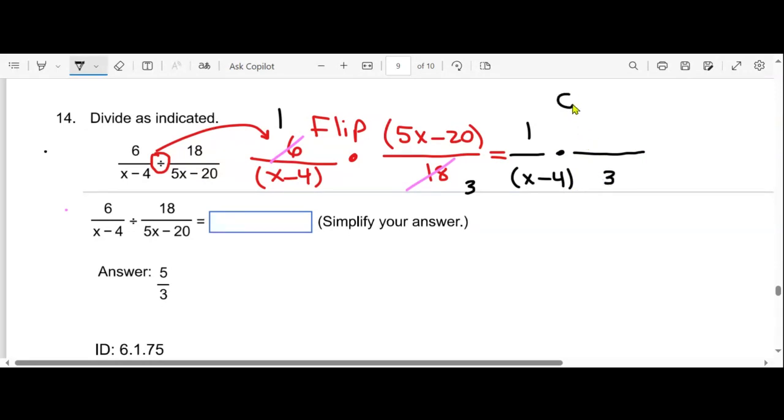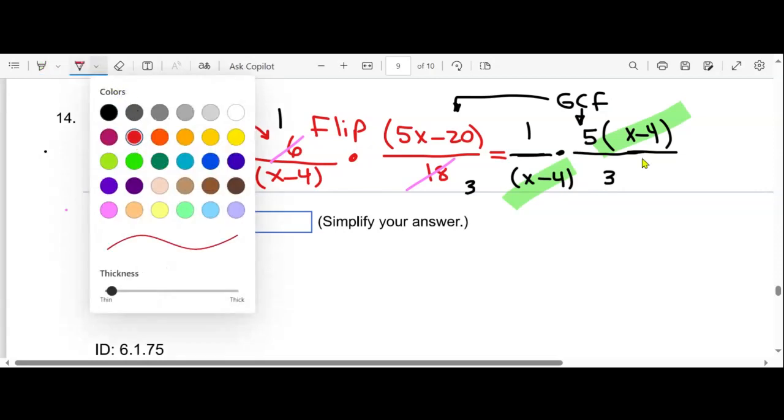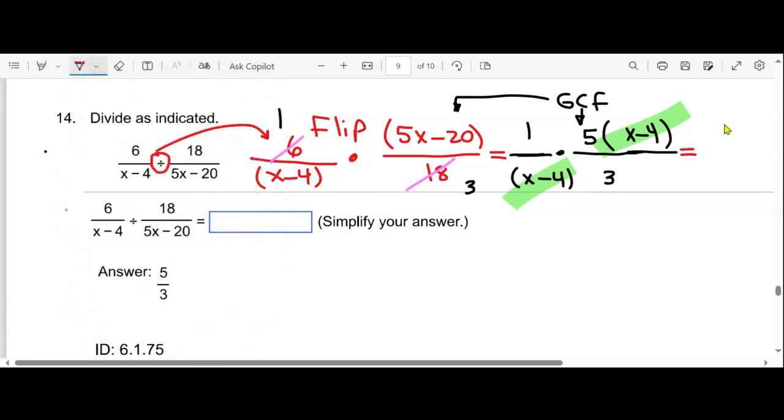here. Can I factor this? What is the greatest common factor? GCF. It's 5, correct? What's left? x minus 4. Okay, so can I cancel x minus 4 with x minus 4? Yes, sure. So what's left? 5 over 3. That's your final answer. Easy as easy. Any other questions? No.